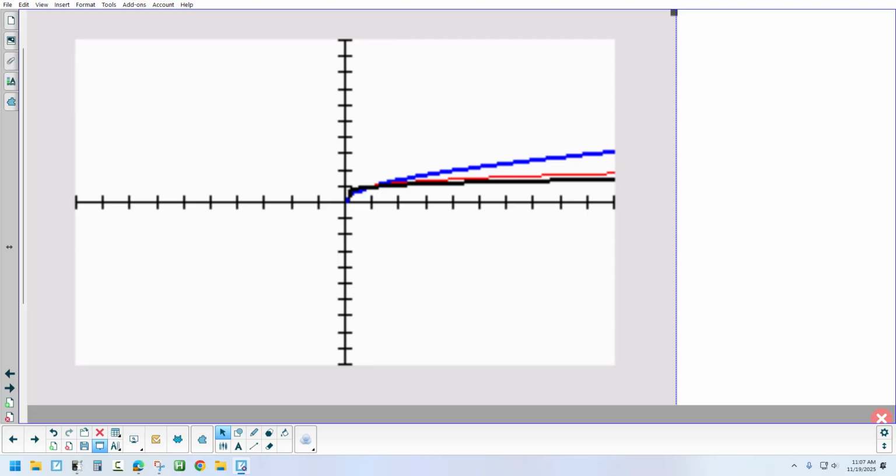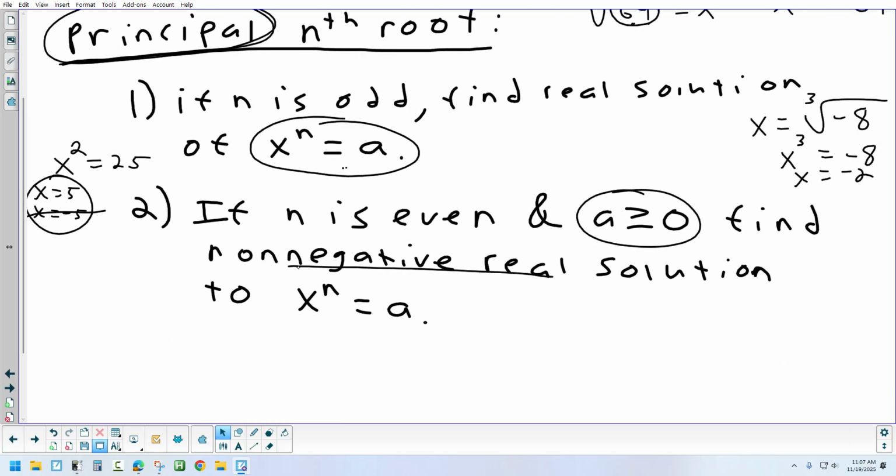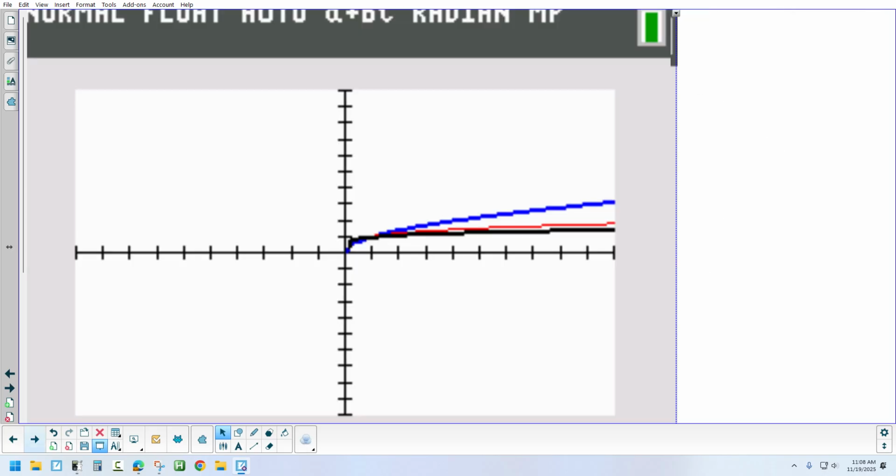It also includes 0. So it would be easier to say what it doesn't include. The domain is everything that is not negative. Not negative, for the same reason I said right here. You can't use negative numbers when you're dealing with even roots.